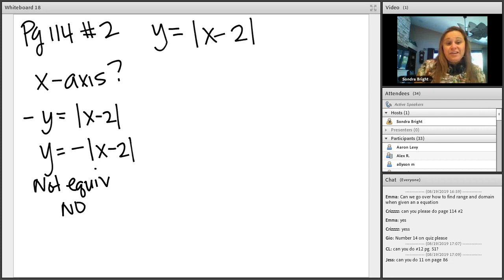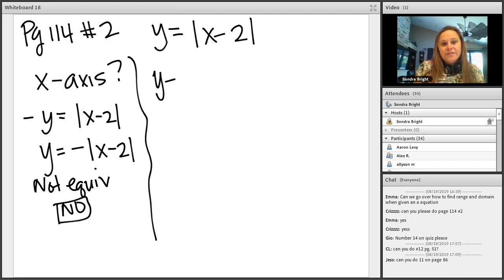And so this is a no. It is not symmetric with respect to the x-axis. To check if it's symmetric to the y-axis, you need to plug in a negative x for x. So we got y equals the absolute value of negative x minus 2.